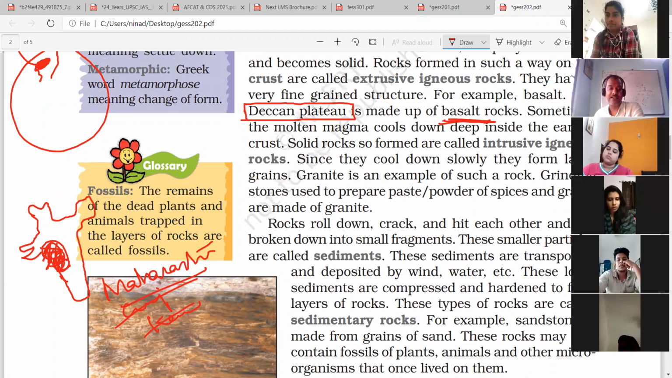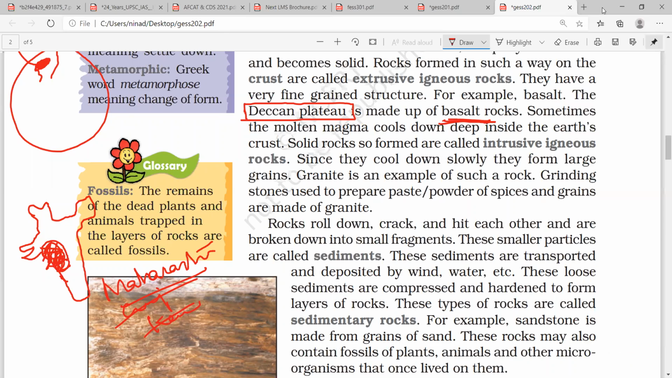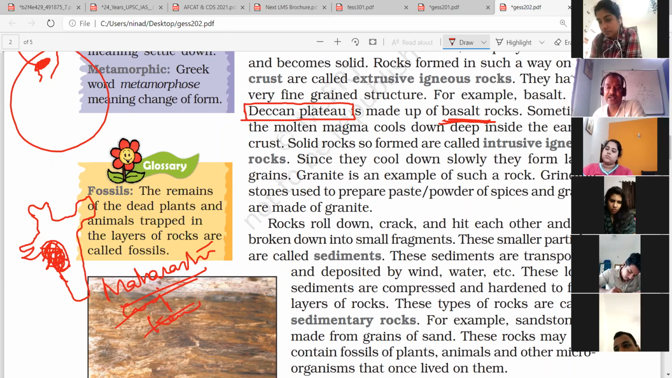Basalt is an igneous rock. So they'll ask you examples, which is an igneous rock, which is not an igneous rock. So one example is basalt is an igneous rock.